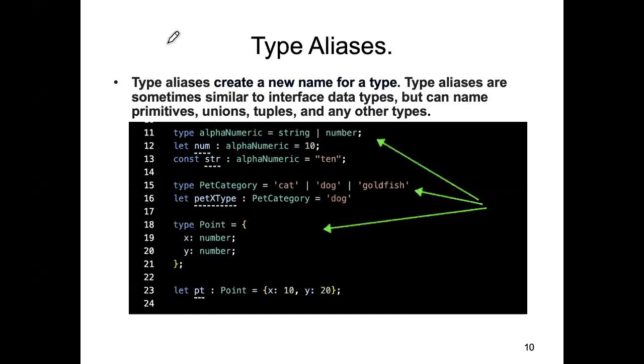Then I mentioned type aliases. Type aliases, just as interface data types, allow you to declare custom types for your own data structures. Type aliases allow you to do the exact same, but they also allow you to do more elaborate things with typing, as we'll see in today's lecture.